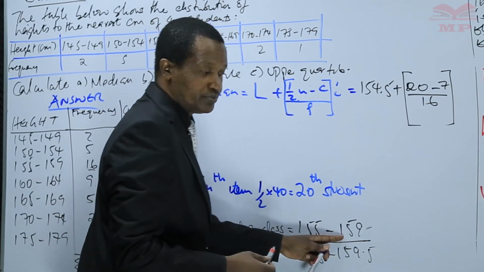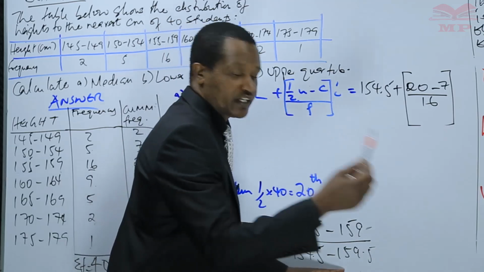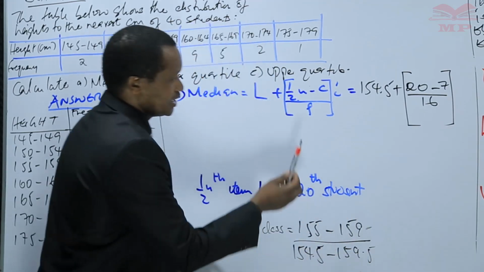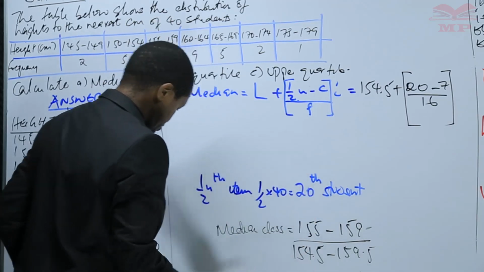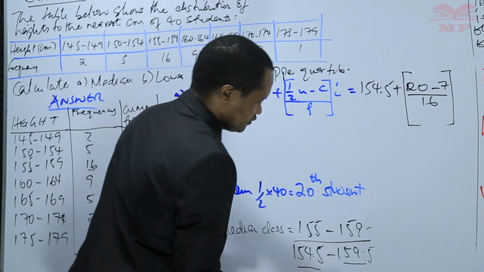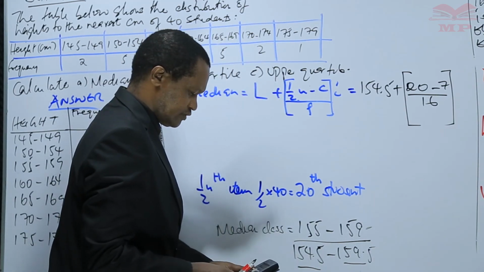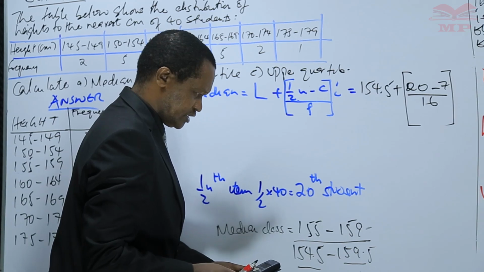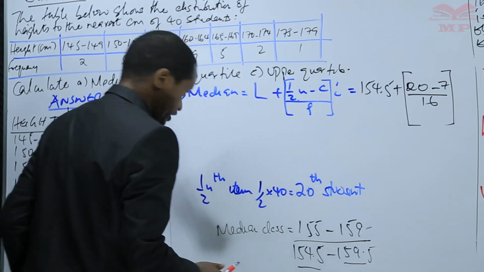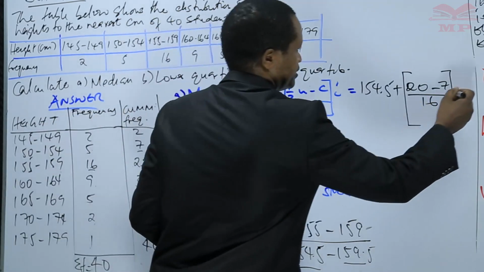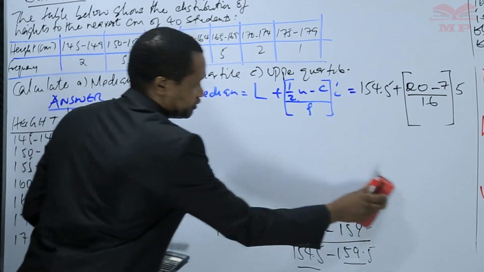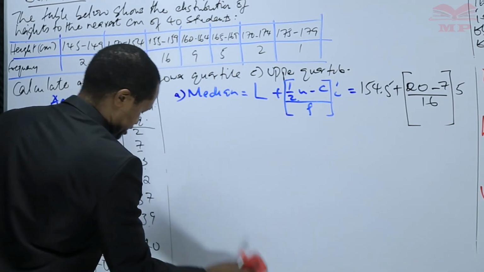Then on the upper class limit, we add 0.5 to get 159.5. So to calculate the class interval, we get the difference between 159.5 and 154.5. That is 159.5 minus 154.5, which is equal to 5. So 5 is the class interval.